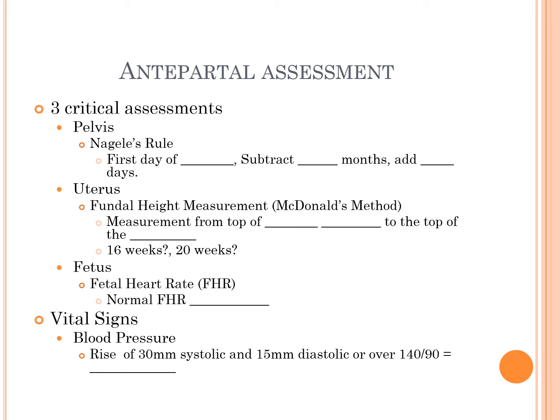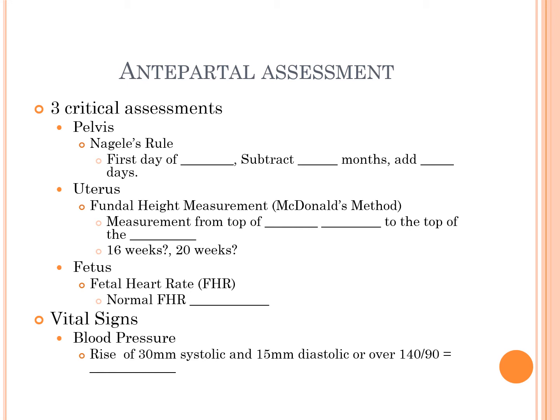The uterine assessment, we're going to do fundal height measurements, and this is McDonald's method. Using this, you're going to measure from the pubic symphysis to the top of the fundus, which is the very top of the uterus, and it's measured in centimeters. So if you measure 16 centimeters, you're usually around 16 weeks. Same with 20 centimeters, you're going to be 20 weeks.